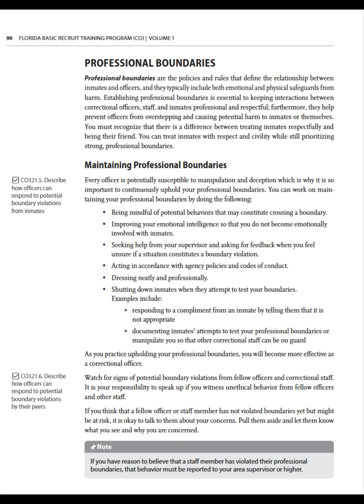You must recognize that there is a difference between treating inmates respectfully and being their friend. You can treat inmates with respect and civility, while still prioritizing strong professional boundaries. Maintaining professional boundaries.